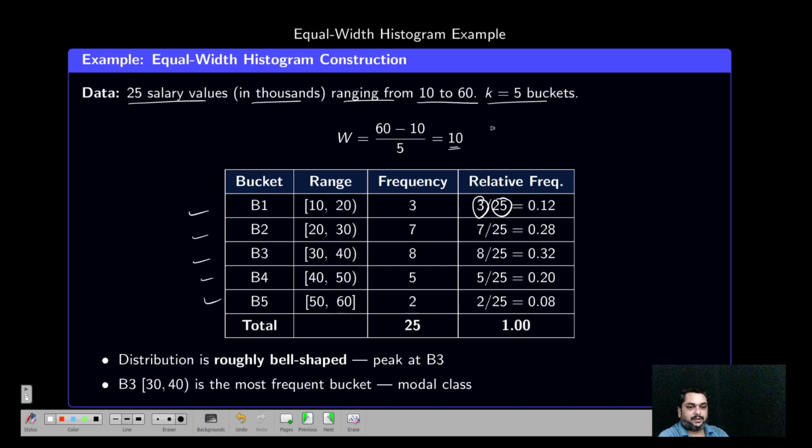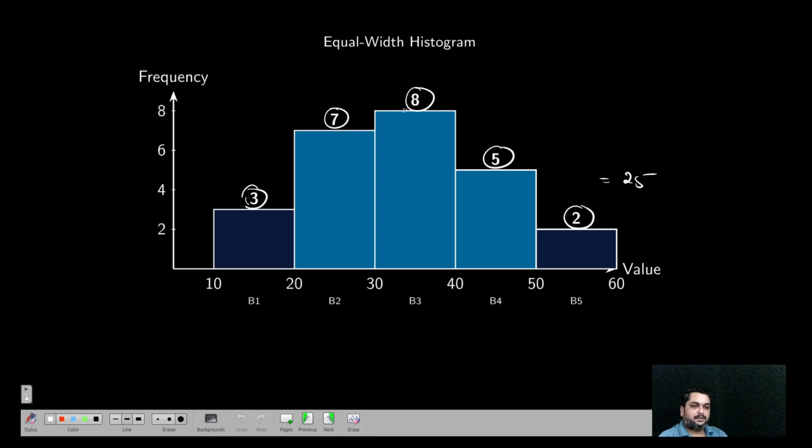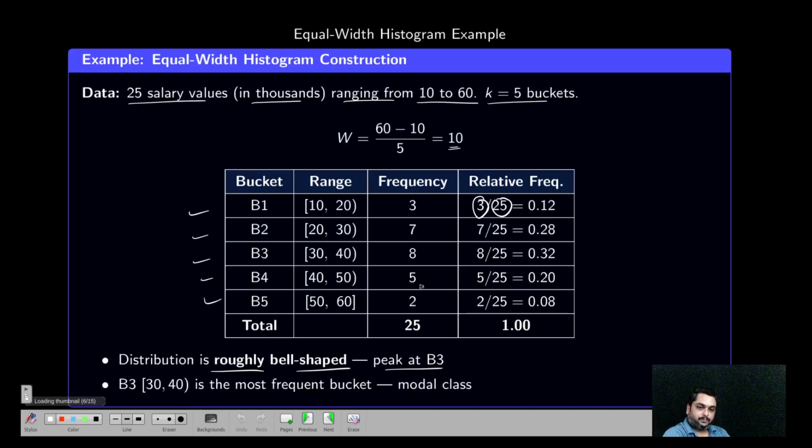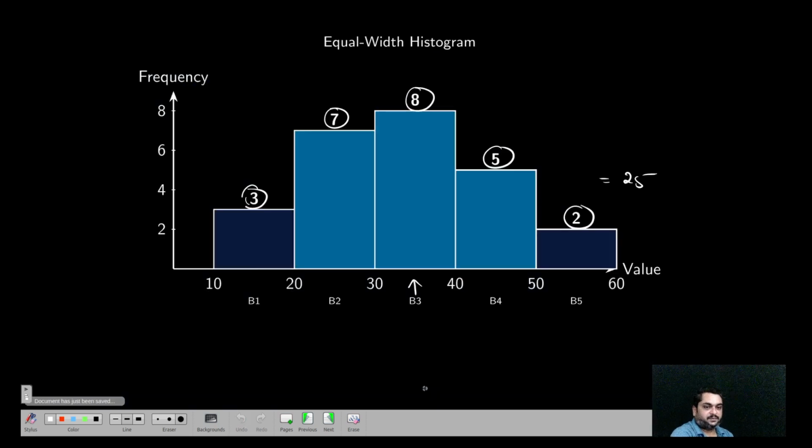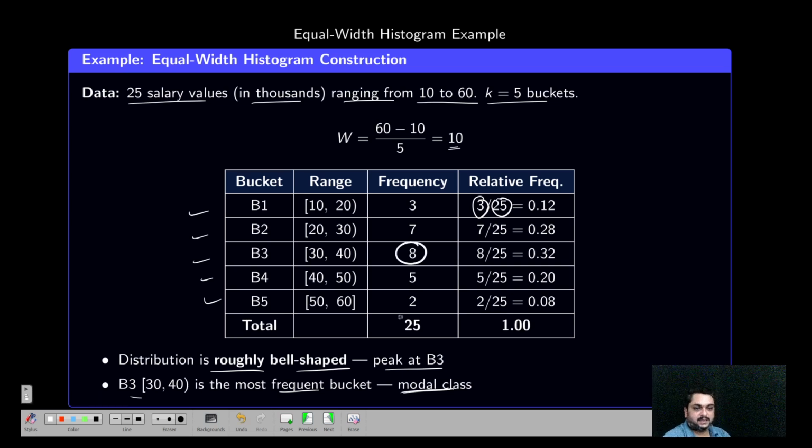First k is equal to 5, and then the frequency is given. So the distribution is roughly bell shaped. Peak at B3. If you observe this figure, B3 is the interval containing the maximum number of values. B3 is the most frequent bucket, that is the modal class. Modal class means the mode. Mode means highest frequency. So 8 is the highest frequency. So this is the information we are getting.